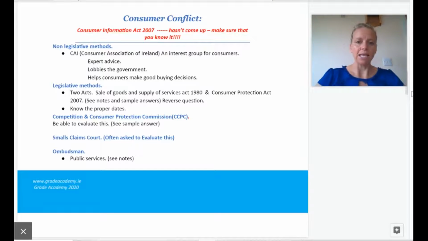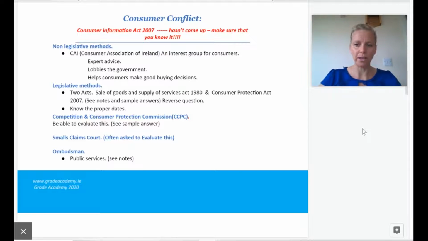Now, this is what has come up previously, and it has actually caught a lot of students out. It's what I have here is a reverse question. So what the question would be is, when would a retailer be in breach of the Sale of Goods and Supply of Services Act? So what students typically would have put down there was goods are of merchantable quality, they must be fit for the purpose. If you put down goods must be of merchantable quality, well, then they're not in breach of the Act.